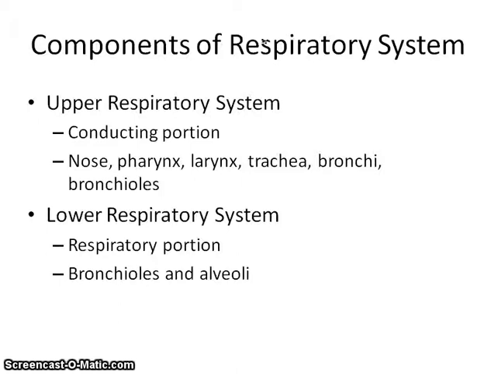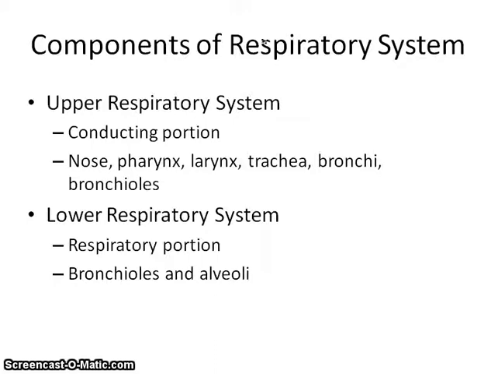So first of all, we split the entire respiratory system into two parts, the upper respiratory system and lower respiratory system. The upper is just kind of what it sounds like. It's the very beginning up until the air actually exchanges with your tissues. So your nose, pharynx, trachea, bronchi, and then the bronchioles, which are just little bronchi. That's all the upper respiratory system. It's just a passageway for the air to get to your lungs.